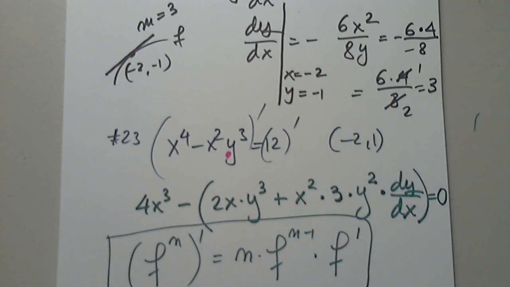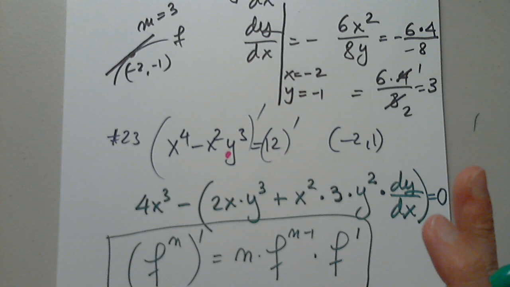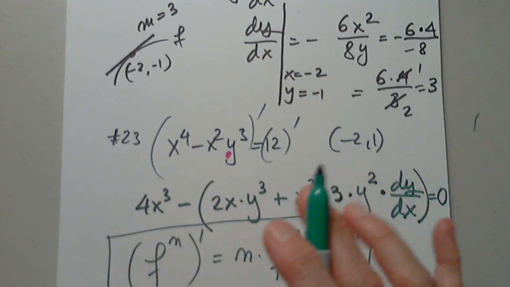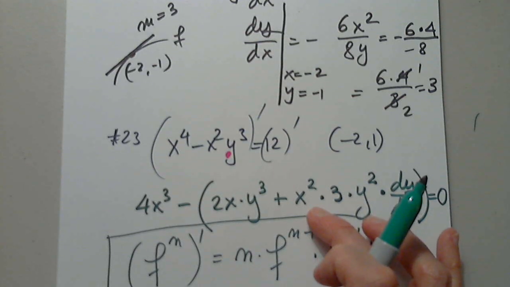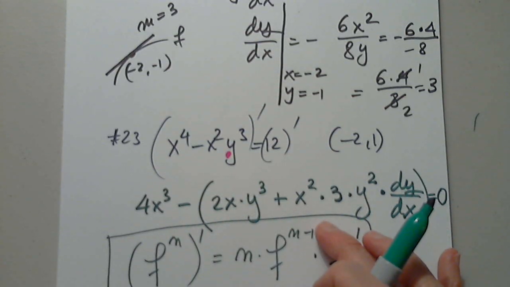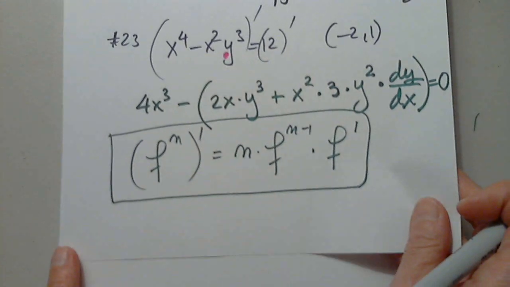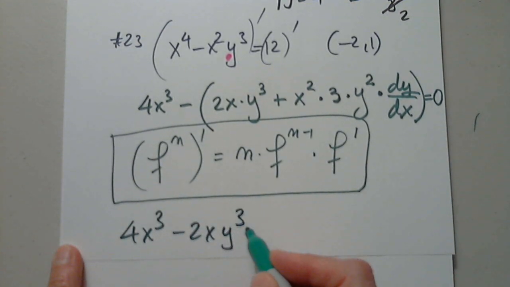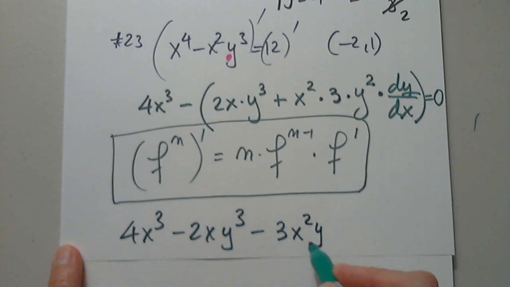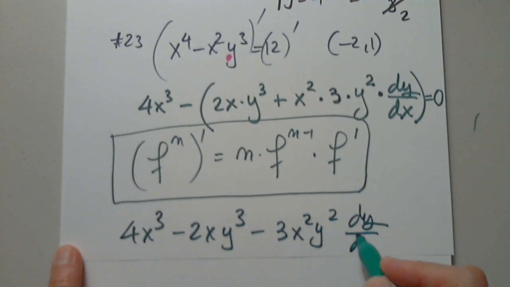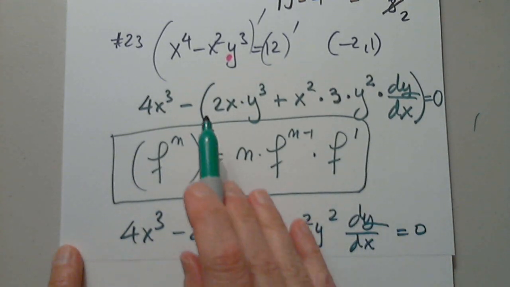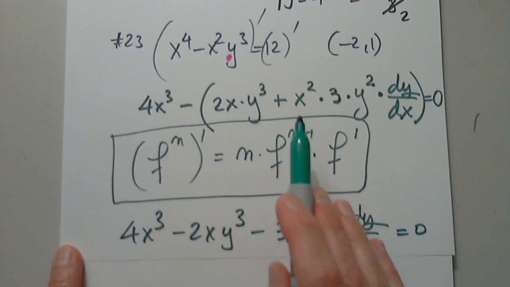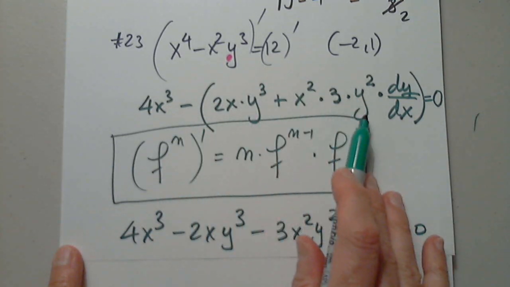Exactly. Now, careful, I put the minus outside and put parentheses because we may forget to distribute to both terms, and that will be wrong. So now I'm going to write it one more time as 4x cubed minus 2xy cubed minus 3x squared y squared dy over dx equals 0. I distributed -1 to the first term. I distributed -1 to the second term and rearranged it correctly.